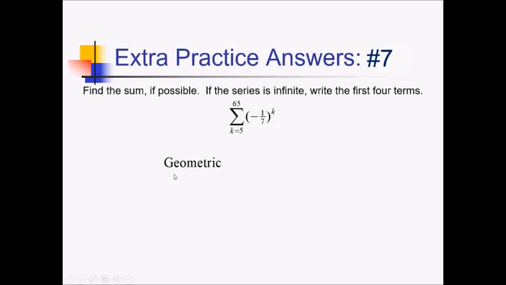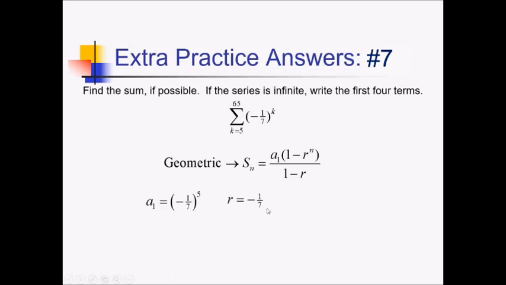Since it's geometric, that means we can use our geometric formula, a1 times (1 minus r to the n) over (1 minus r). a1 in this case is going to be, if we plug 5 into this, negative 1/7 to the 5, whatever that comes out to. I'll let my calculator figure that out in a minute. The r value, the thing that I keep multiplying by, is negative 1/7.